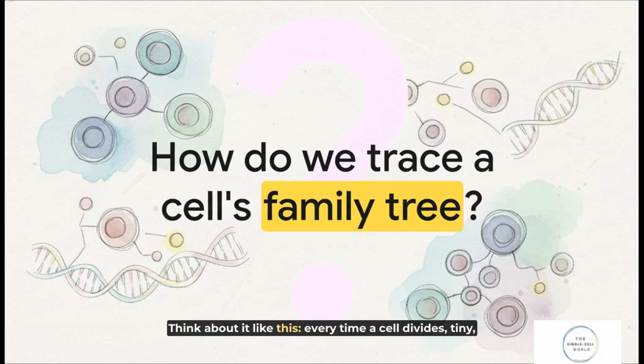Think about it like this. Every time a cell divides, tiny random typos or mutations pop up in its mitochondrial DNA. And these little typos get passed down to all the daughter cells. They act like unique inherited barcodes. So if you can read those barcodes, you can reconstruct a cell's entire family tree.